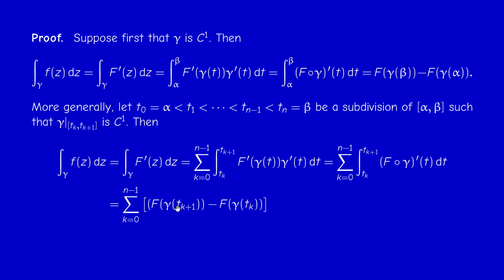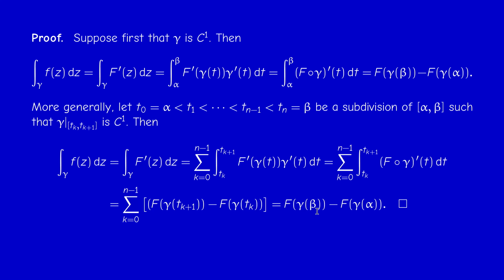Second term, f of gamma t2 minus f of gamma t1. So the gamma t1 cancel, and so on and so on. There are simplifications that occur, and we are left with what? We are just left with f of gamma tn minus f of gamma t0, which is just f of gamma beta minus f of gamma alpha. Okay, so it's very easy. So this is one reason we love antiderivatives.